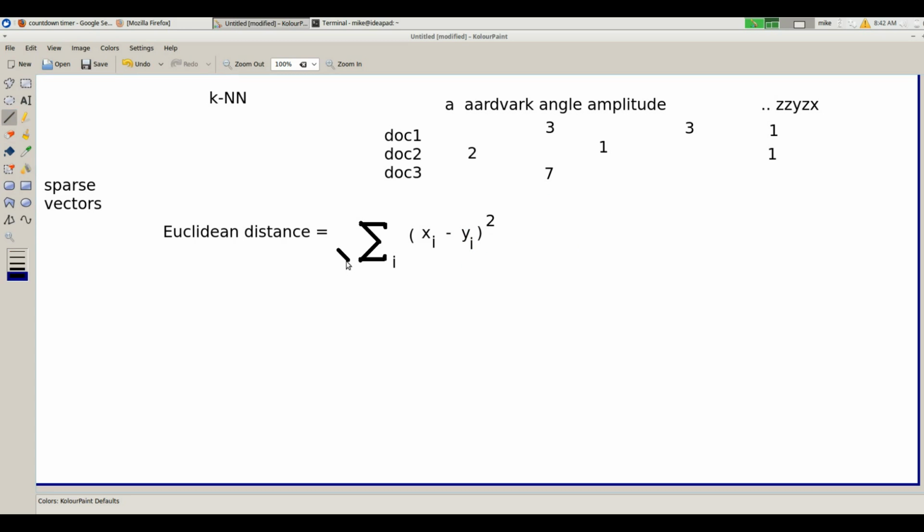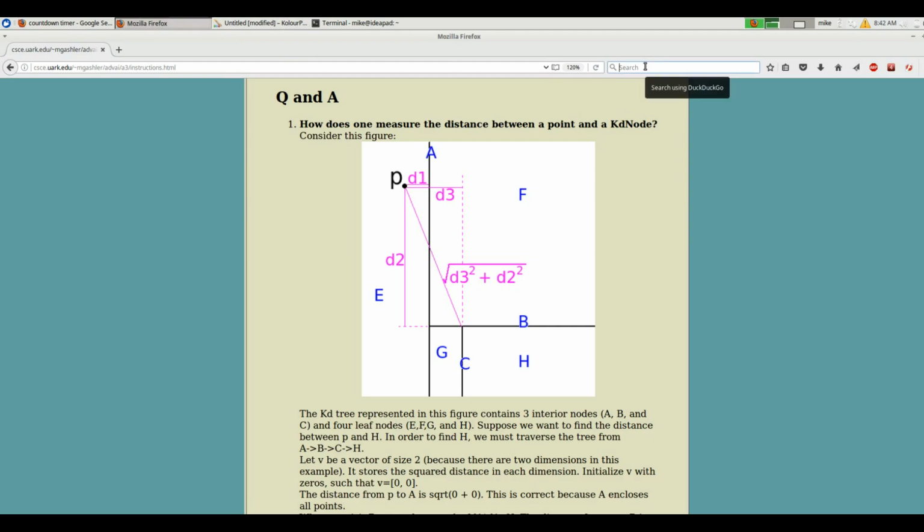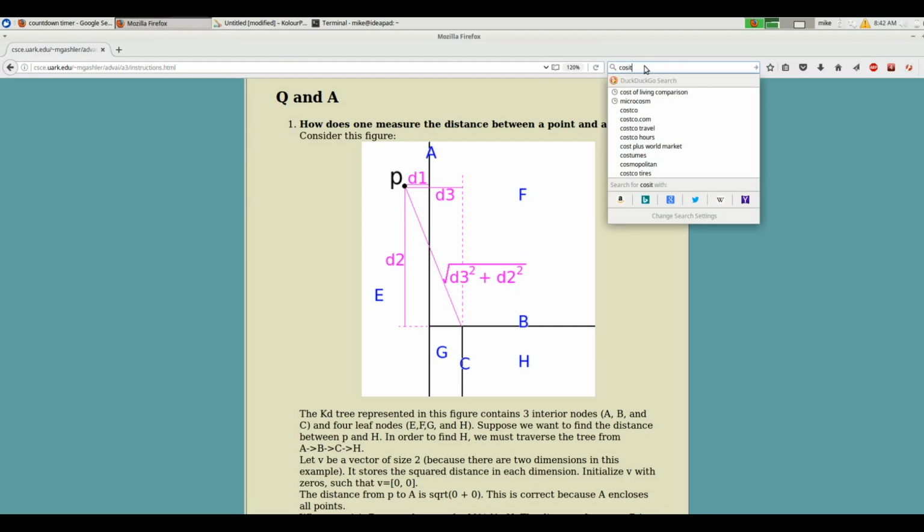Then we'll take the square root of the whole darn thing. There we go. Is that Euclidean distance? Great. Okay. Now let's look up cosine. Let's do Pearson's first. Pearson correlation.